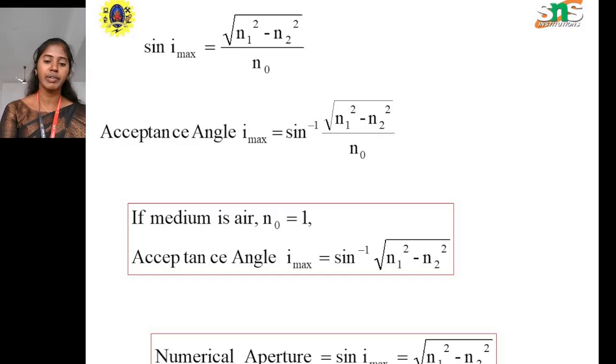We know that numerical aperture is the light gathering capacity. By using this formula, we can get the numerical aperture of the corresponding fiber. If we know the refractive index values of the core and cladding, then we can easily find the numerical aperture value and the acceptance angle value.